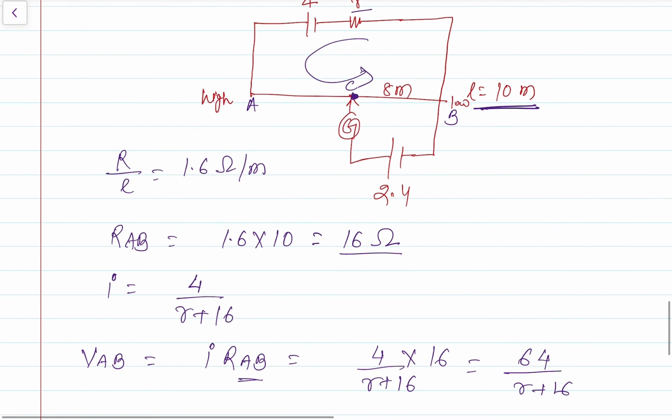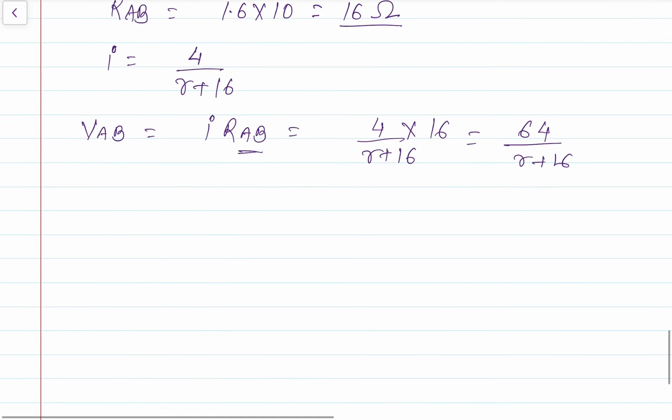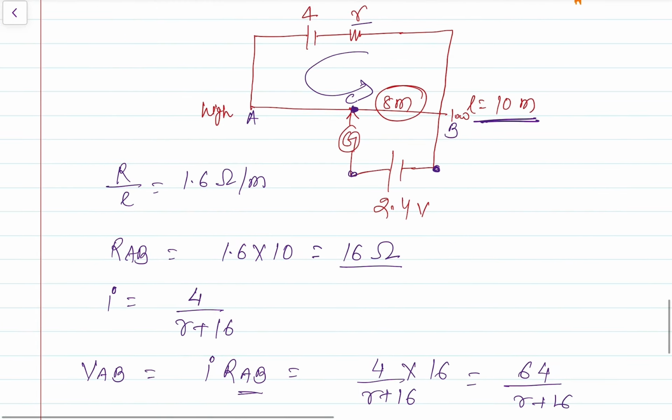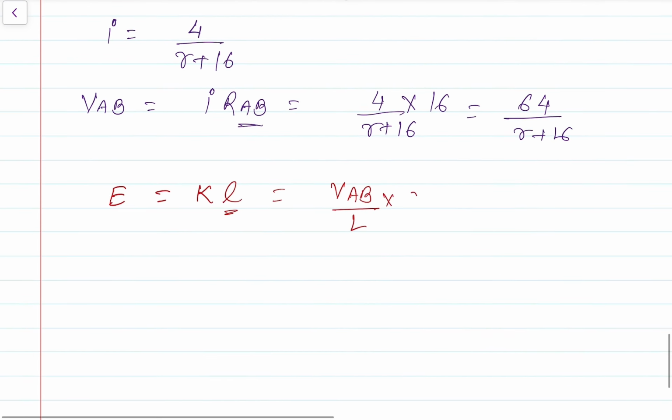So now we can say that this potential of cell, 2.4 volt, is equal to k times this length. So EMF of the cell is equal to k times the balancing length, and k is nothing but VAB by L, length of the potentiometer wire, into balancing null point length, which is 8. So at 8 meter from lower potential, null point is obtained, it is given. So EMF of the cell is given 2.4, right?